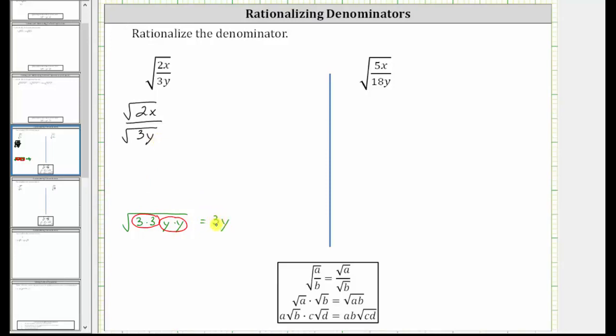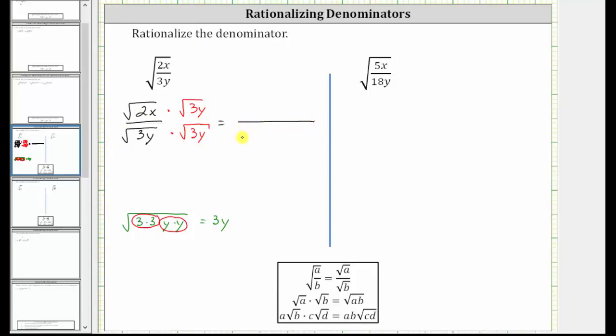And therefore, if we want the denominator to simplify perfectly, we need to multiply by the square root of 3y, which will give us a radicand that contains 2 factors of 3 and 2 factors of y. But to create an equivalent expression, we must also multiply the numerator by the same square root. We multiply the numerator by the square root of 3y as well. Now let's go ahead and multiply.